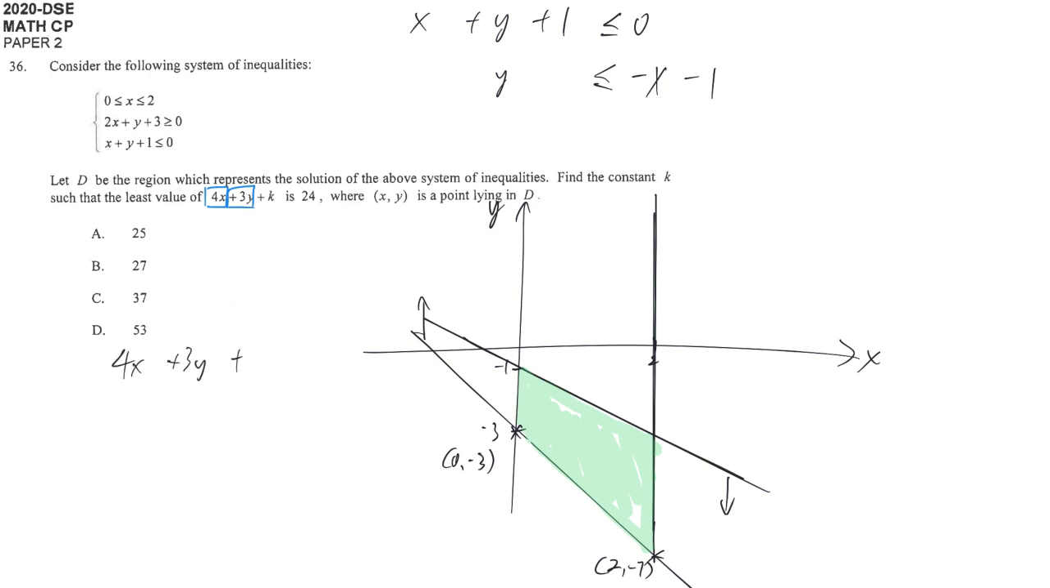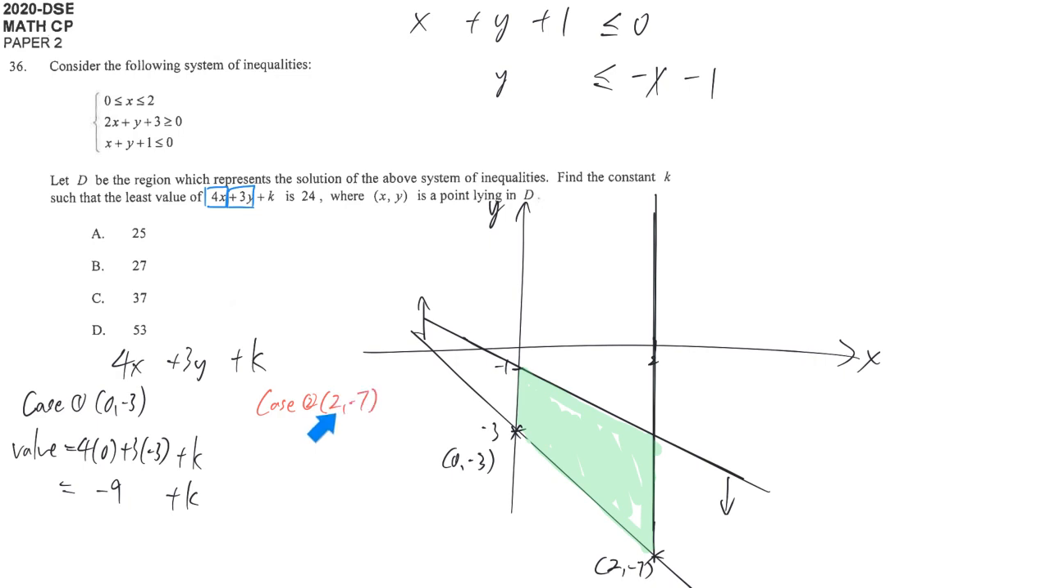4x plus 3y plus k. Even though we don't know what k is at this moment, we are separating into 2 cases. Case 1, (0, -3). Then the value will equal 4 times 0 plus 3 times -3, which is -9 plus k. The second case, when x equals 2, y equals -7. Even though we have slightly higher x, we have the least value of y. So the value will equal 4 times 2 plus 3 times -7 plus k. We get -13 plus k.